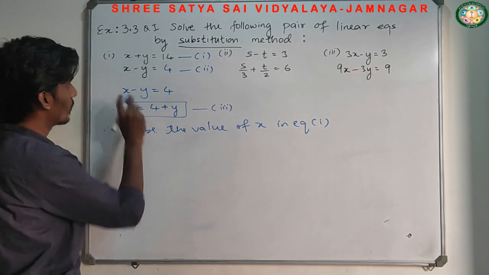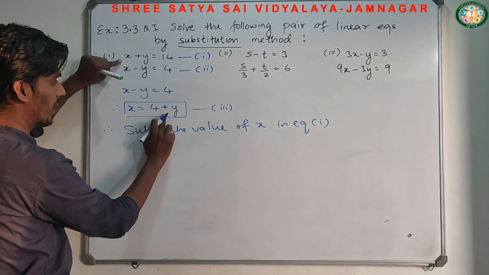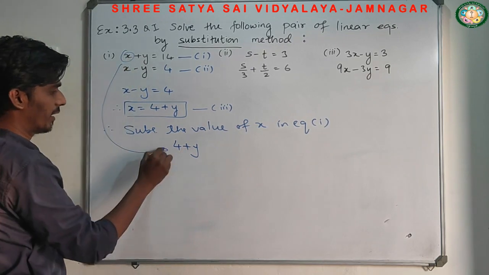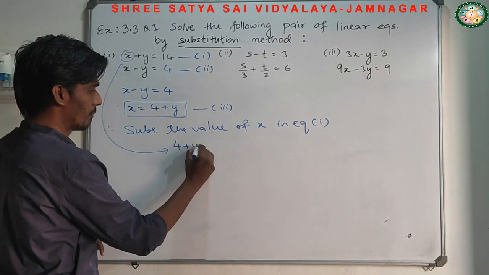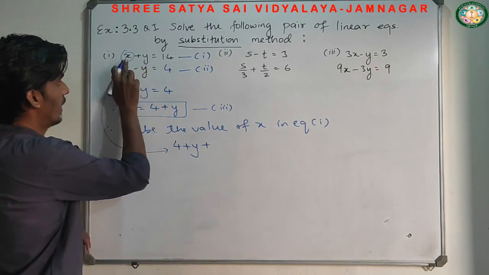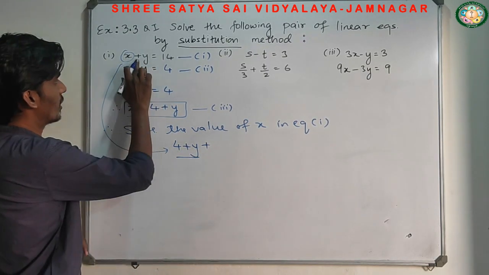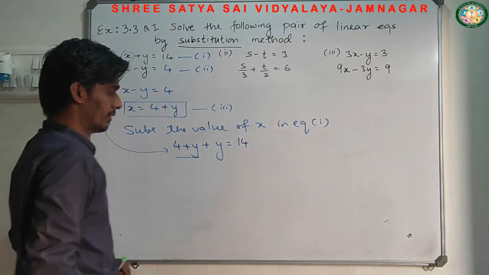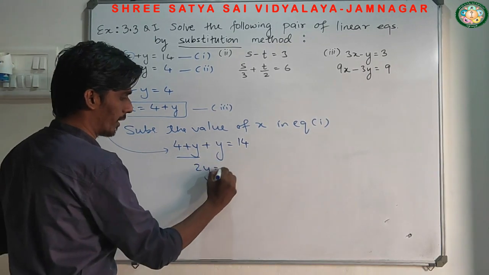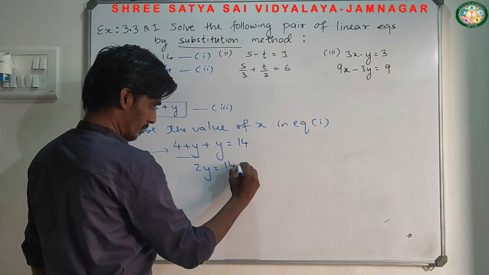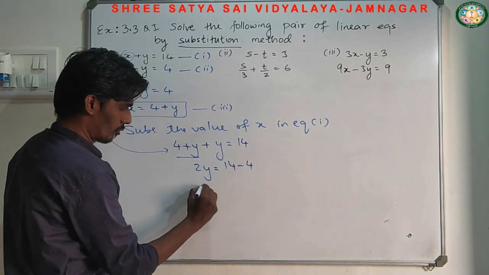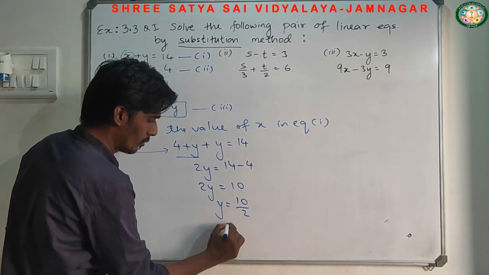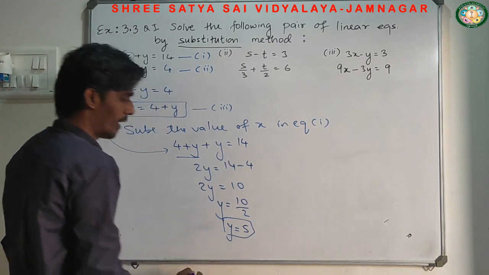So instead of x, what do we write? 4 plus y. This is x plus y, so in place of x I put 4 plus y: 4 plus y plus y equals 14. So y plus y is 2y, equals 14; 4 moves to that side as minus 4. So 2y equals 10, y equals 10 by 2, y equals 5.